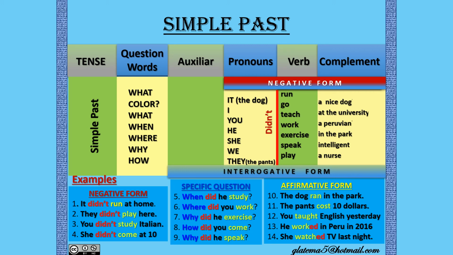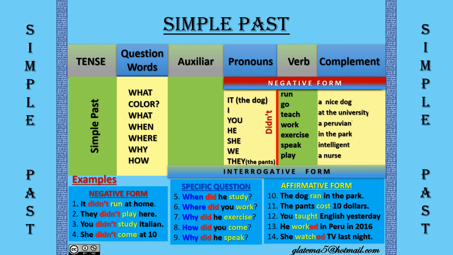And finally, we have a group of affirmative sentences in past, where the verb, as you can see, is in past tense. The dog ran in the park. The pants cost $10. You taught English yesterday. He worked in Peru in 2016. She watched TV last night. So this is the chart of the simple past.